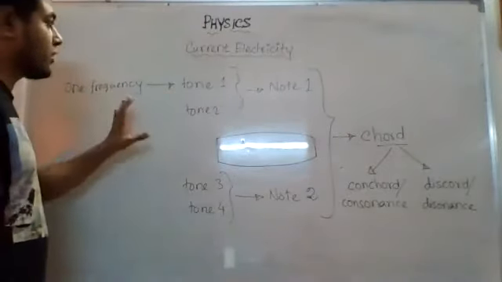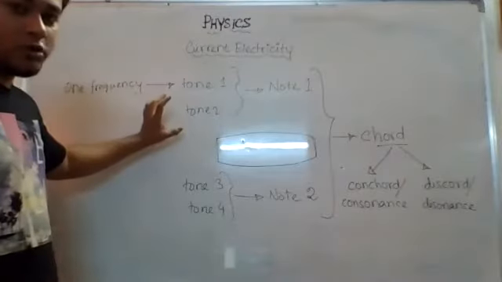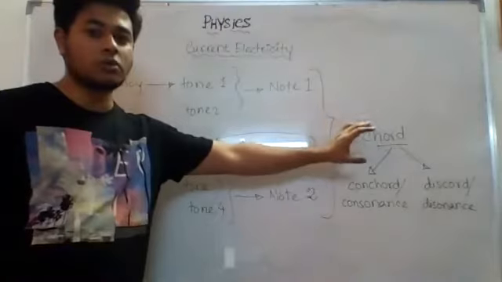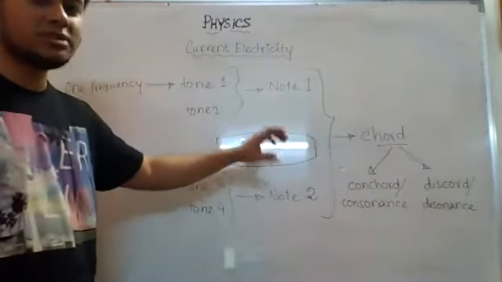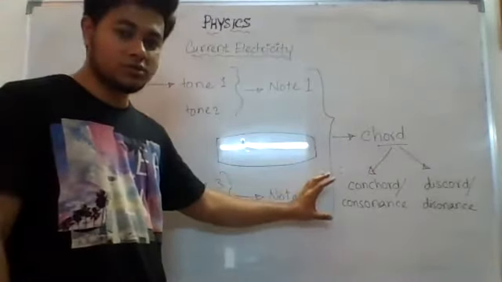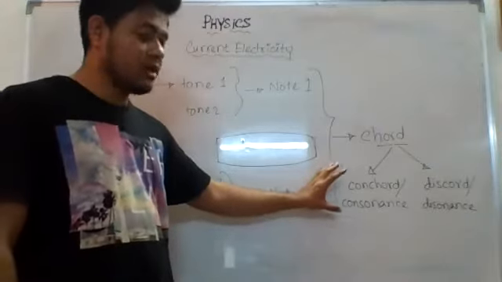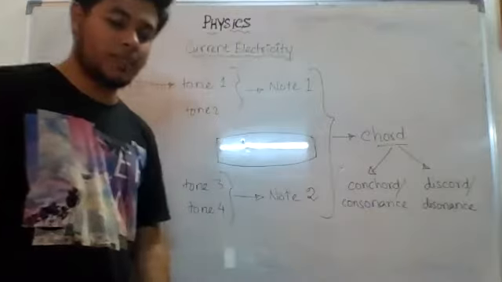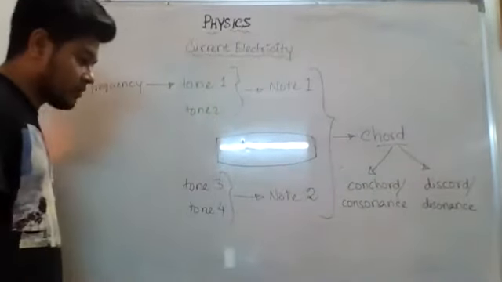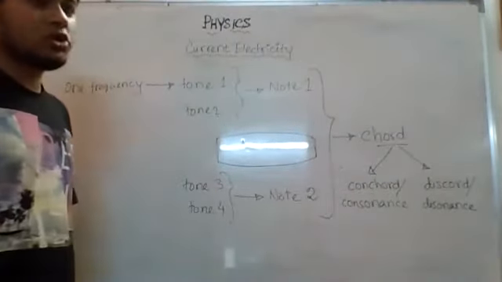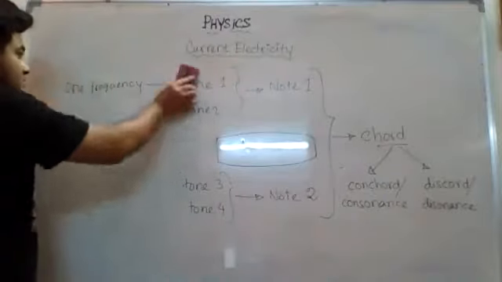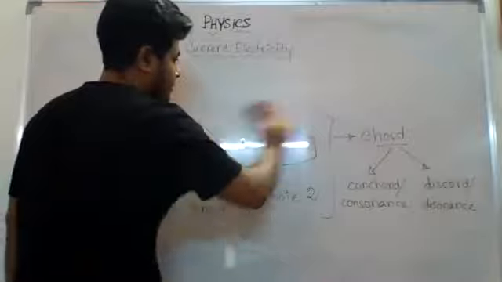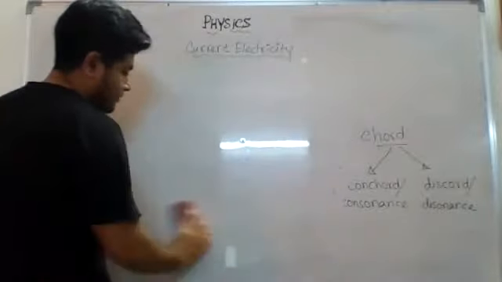Okay, understood this one. More than one tone will form a note, and more than one note will form a chord, and if that chord is pleasant to hear, then it will form a consonance or concord, and if it is not pleasant to hear, then it will form discord or dissonance. Now, I would like to go back a little to the topic that we were discussing in the last class, that is overtone and harmonic. I felt that I could not discuss the topic properly.